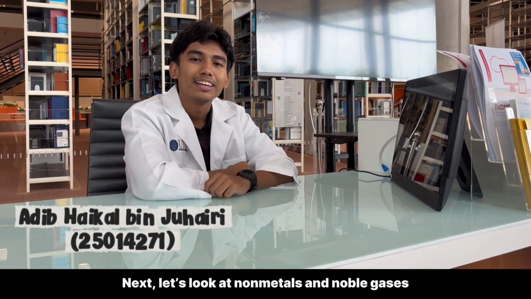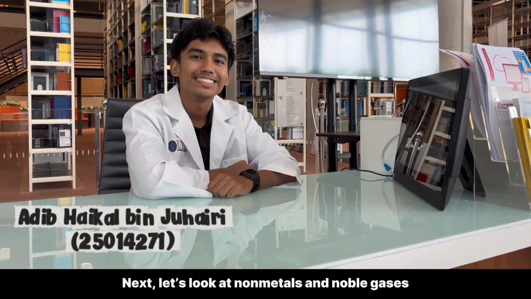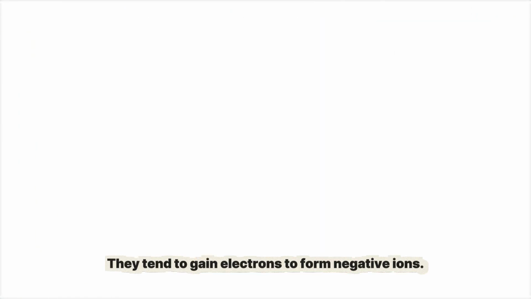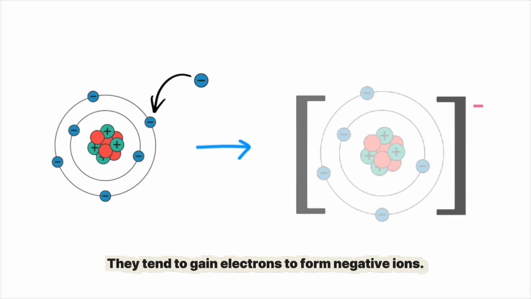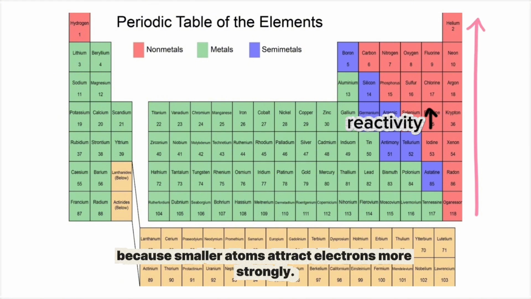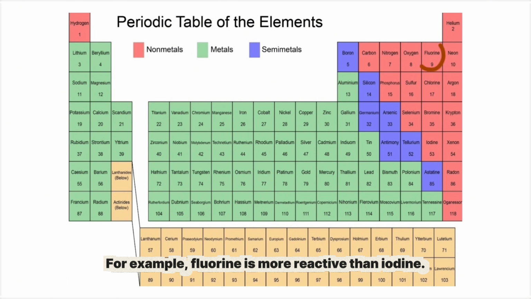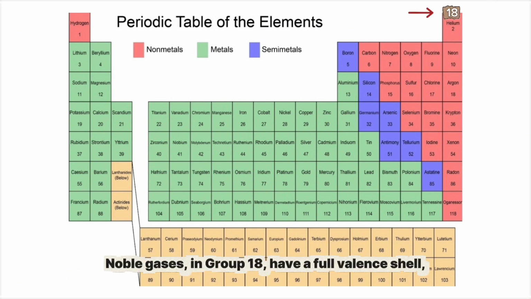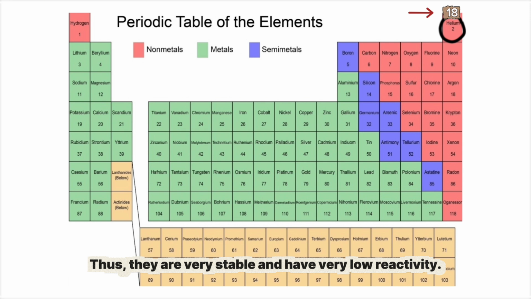Next, let's look at nonmetals and noble gases. Nonmetals are located on the right side of the periodic table. They tend to gain electrons to form negative ions. Their reactivity increases up the group because smaller atoms attract electrons more strongly. For example, fluorine is more reactive than iodine. Noble gases in group 18 have a full valence shell, usually 8 electrons, except helium, which has 2. Thus, they are very stable and have very low reactivity.